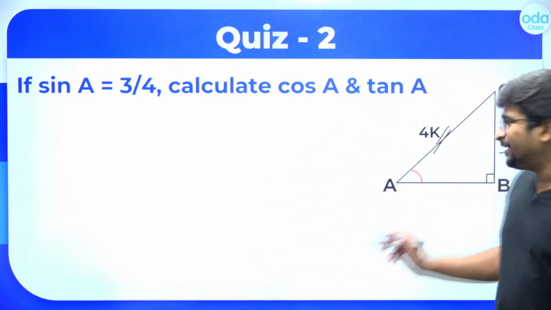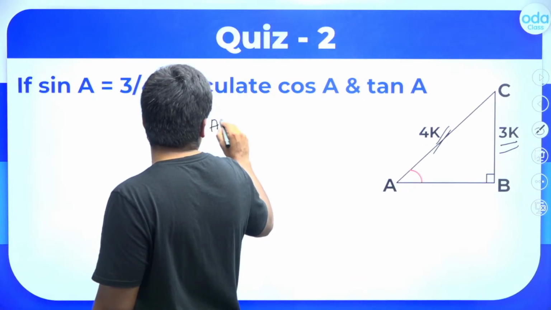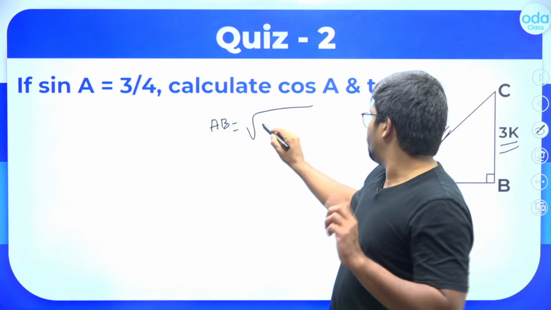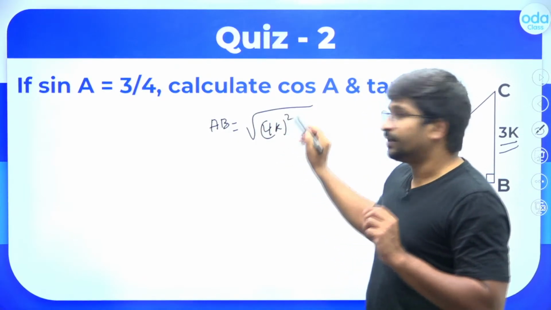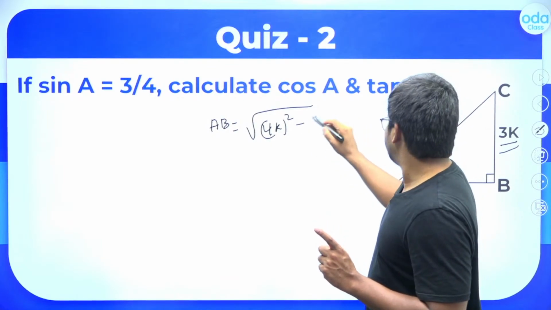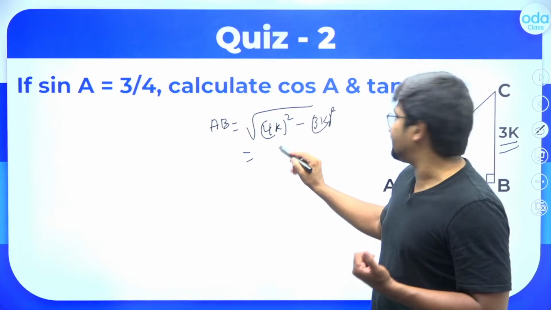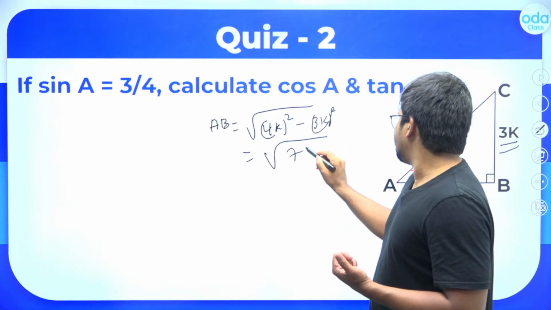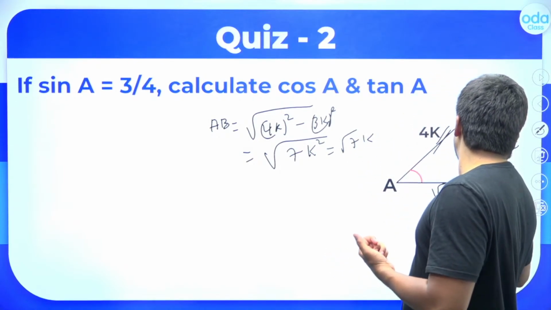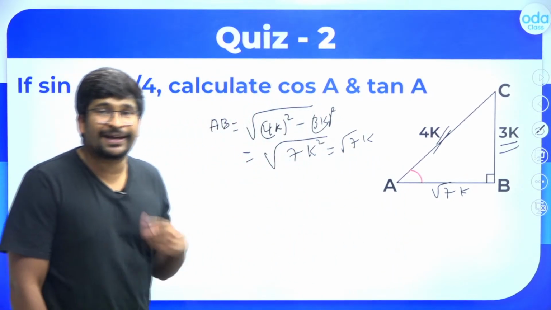Then what will be the base AB? You can apply Pythagoras theorem. So you know that AB will be equal to root of 4k the whole square minus 3k the whole square, that is root of 16k square minus 9k square, that is root of 7k square, which is root 7 k. So the base is root 7 k. I hope it is clear to all of you. So the base is root 7 k by Pythagoras theorem.